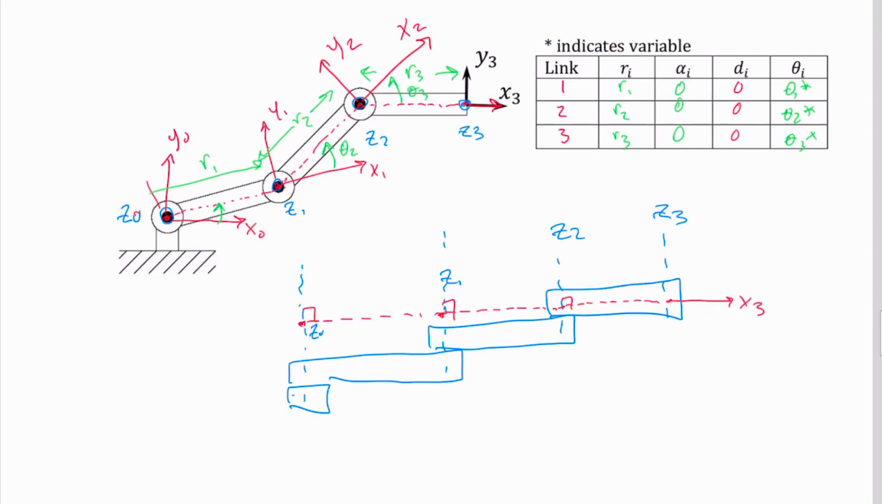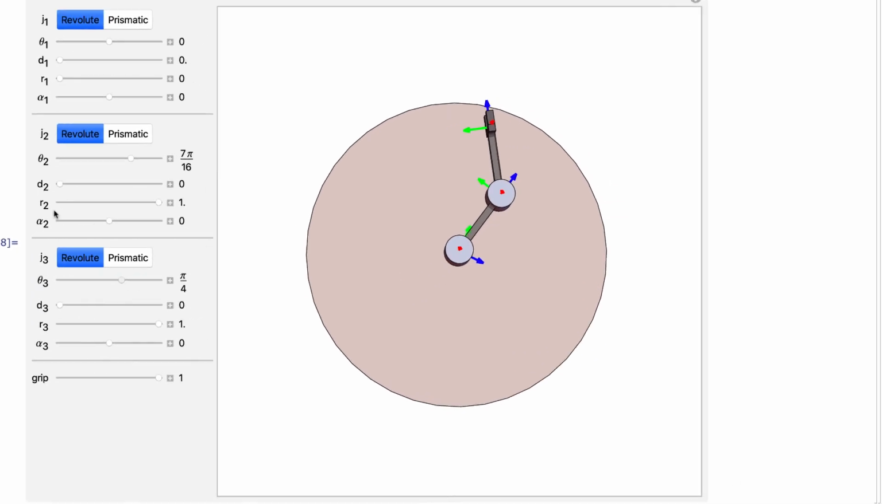We're not going to go through the misery of building my frame. It would be T3 in frame 0, which will be just A1 times A2 times A3. The 3-link robot just has a non-zero axis here.